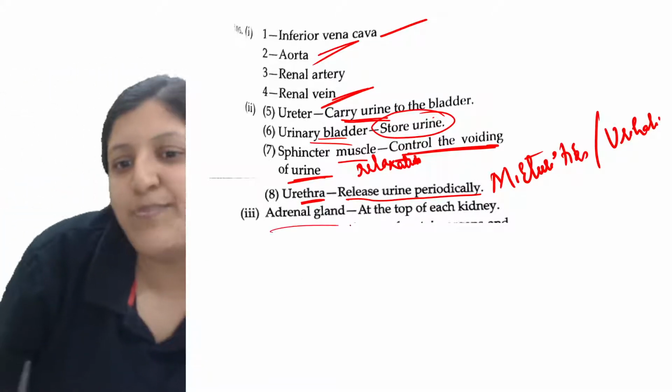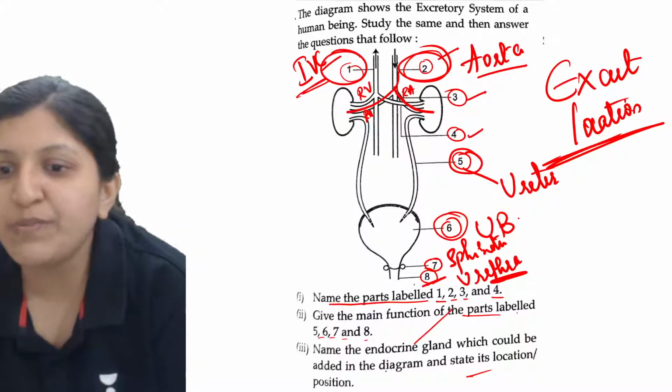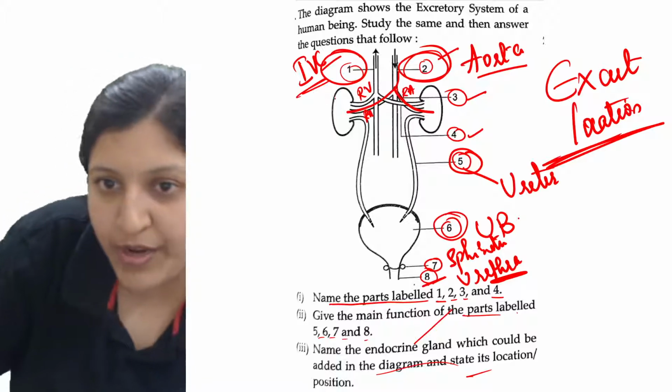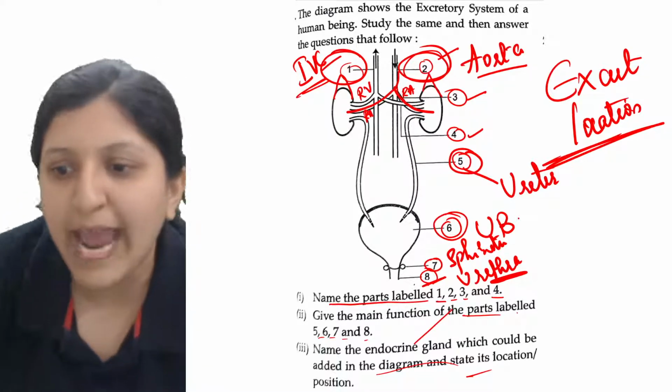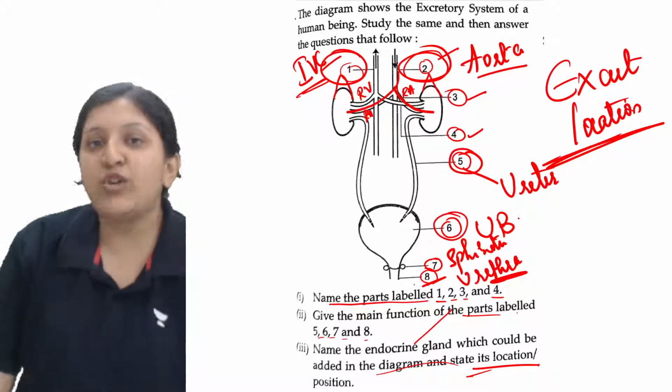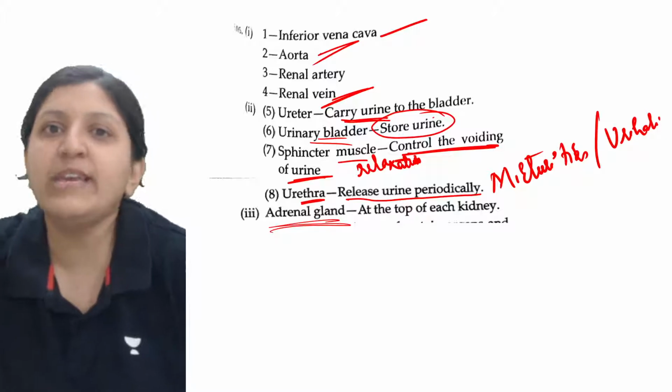So the gland that is placed onto the kidney. So the last question. Name the endocrine gland which could be added in the diagram. So over here, just like a cap, okay? So a cap like structure that can be added here, and state its location. Yes, the location is a cap like structure on the kidney.